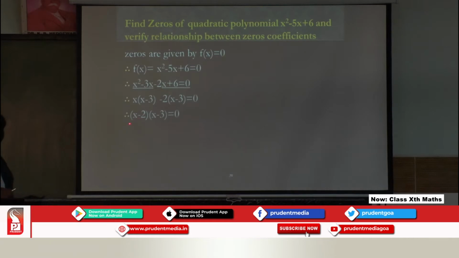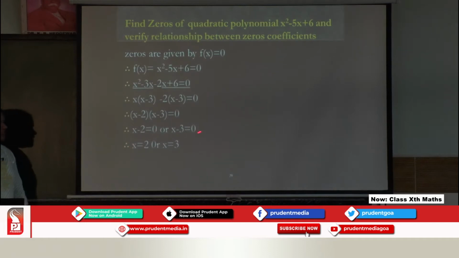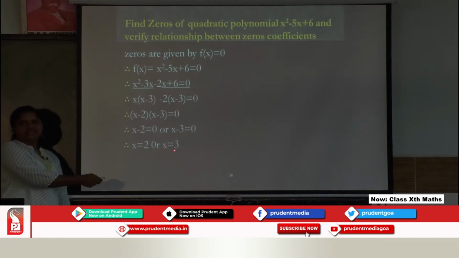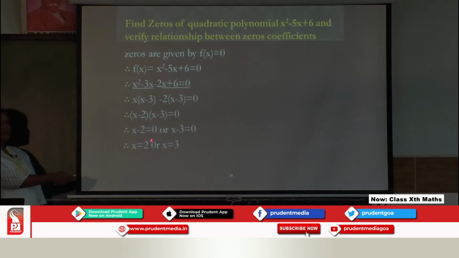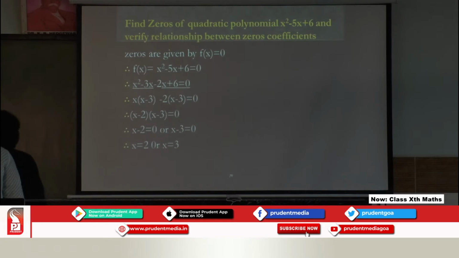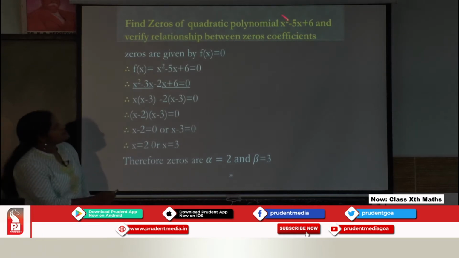So, again the product of 2 factors is 0. So, either the first factor is 0 or the second factor is 0. So, if I compare, I get x minus 2 is equal to 0 or x minus 3 is equal to 0, which gives me x as 2 and x as 3, because the negative sign will become positive. Here also the -3 will become +3. So, what do I conclude from this? I have 2 zeros here with me, that is alpha and beta as 2 and 3. So, again the first part of the problem is done.